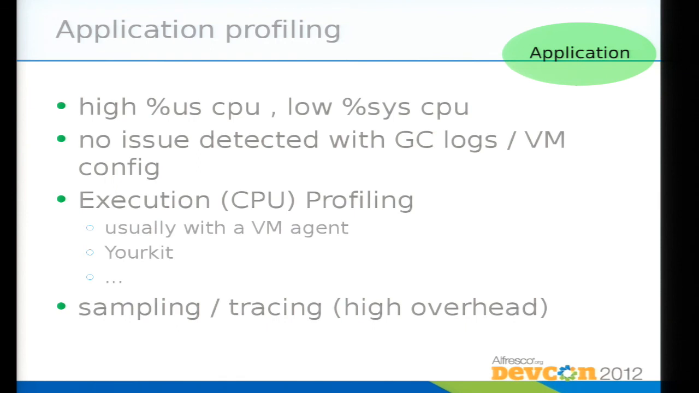If you have high user CPU, low system CPU, and there's nothing wrong with the JVM, it's probably execution profiling that you want to do. Usually it's done with attaching a VM agent, such as your kit, and you can get some sampling or tracing CPU and find out what algorithm is using all of your CPUs.